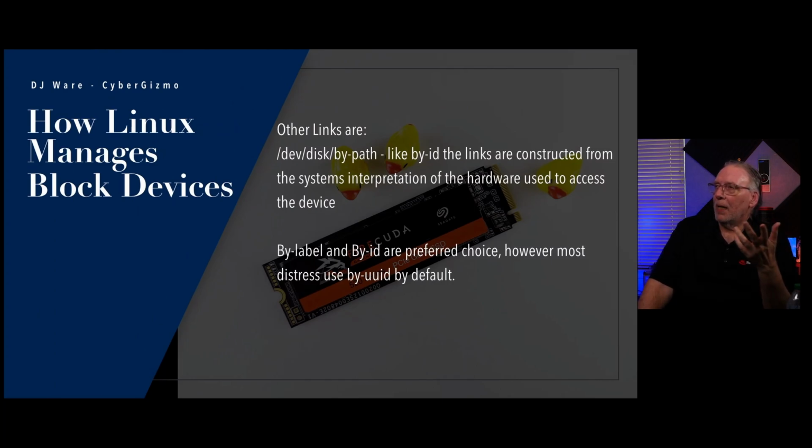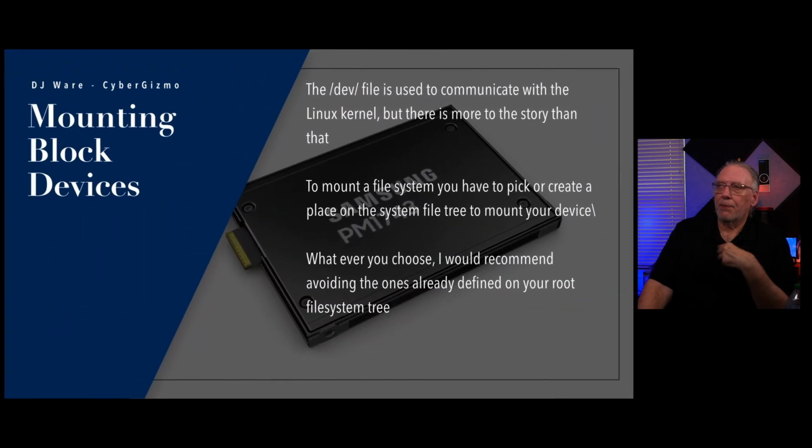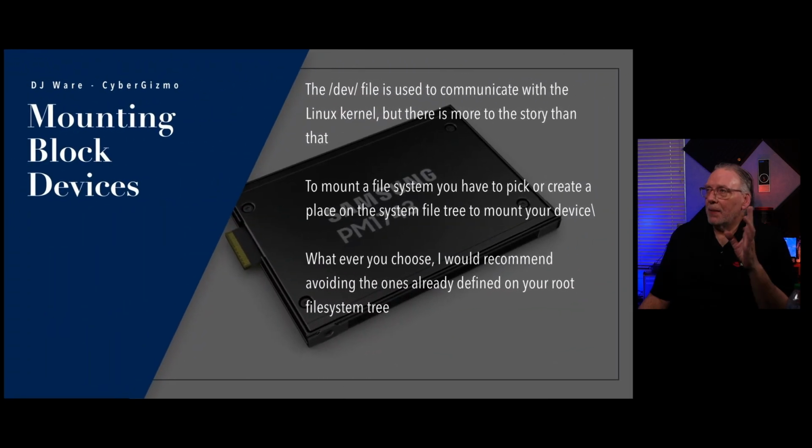So anyway, /dev/disk/by-path. Those are links constructed by the system that interprets the hardware used to access the device. But by-label and by-id are usually the most common ones used, although you'll find UUID is probably more commonly used by most distros when you're building up from a live CD. Those are fine. They work just fine. The dev file is used to communicate with the kernel, but there's a lot more to the story.